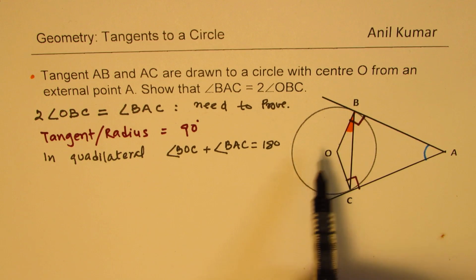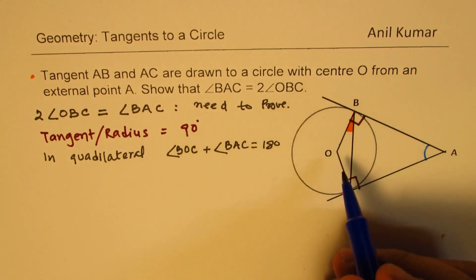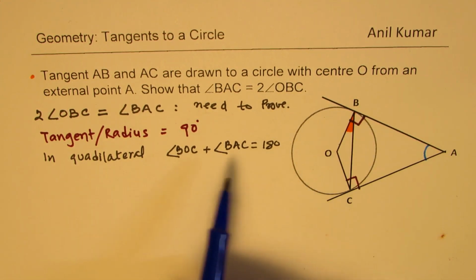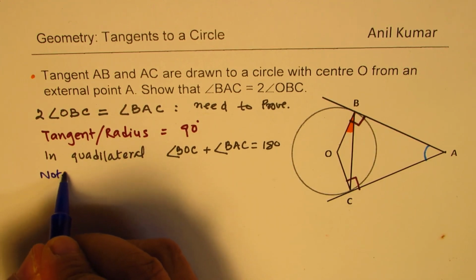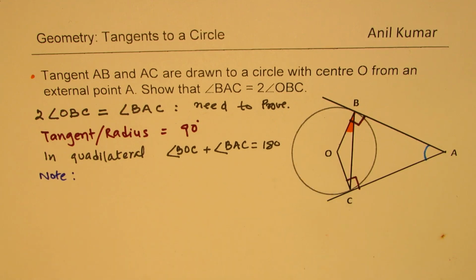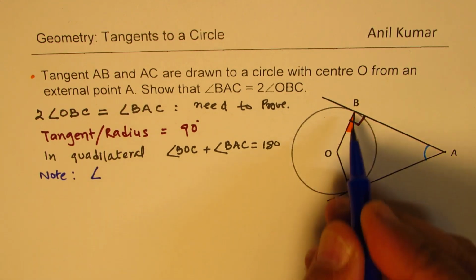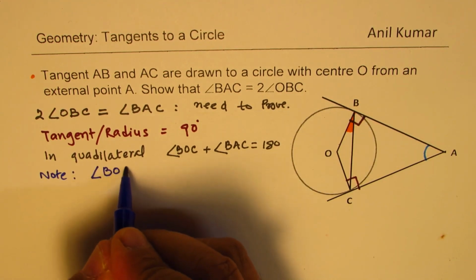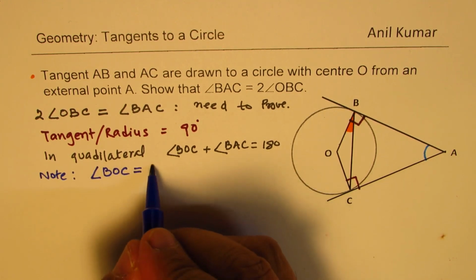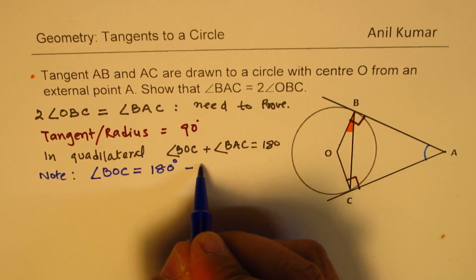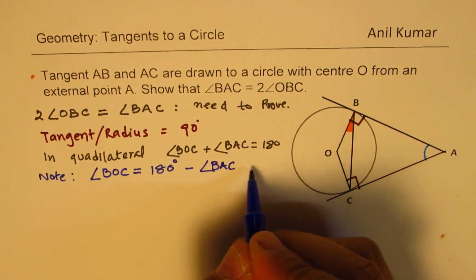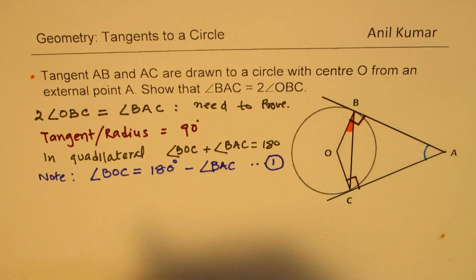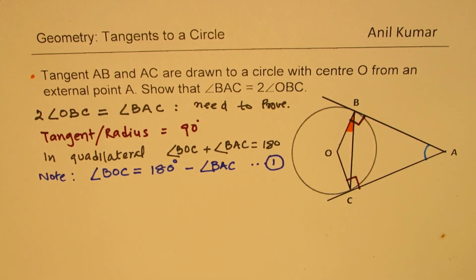So that actually helps you understand one more important thing, and that is, note, we are going to use this in our solution. That's why I'm writing this note, that the angle BOC is basically equal to 180 degrees minus angle BAC. So that is one thing which we are going to use in our discussion, right? You should know this. Okay.